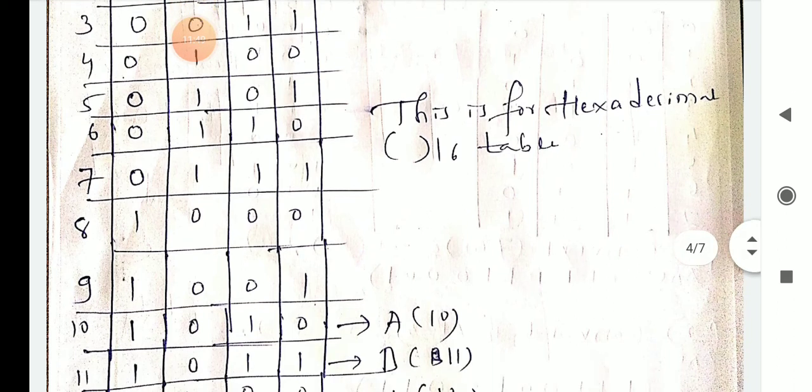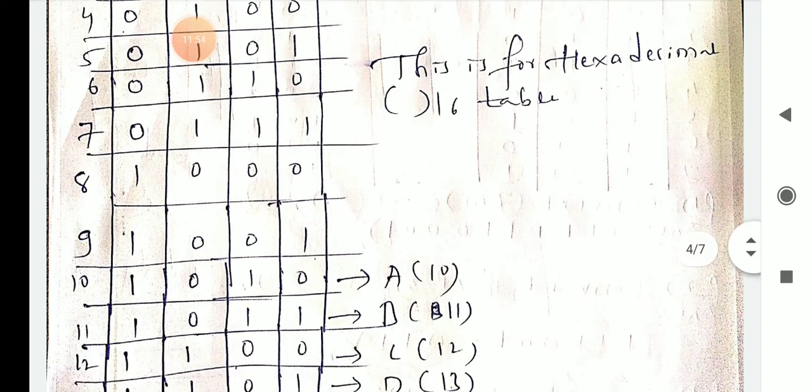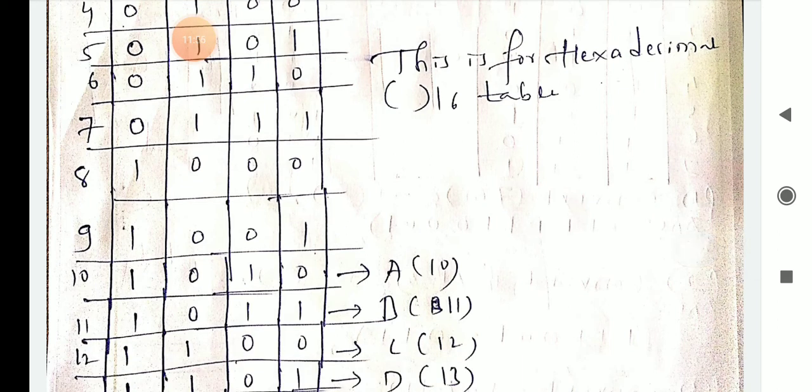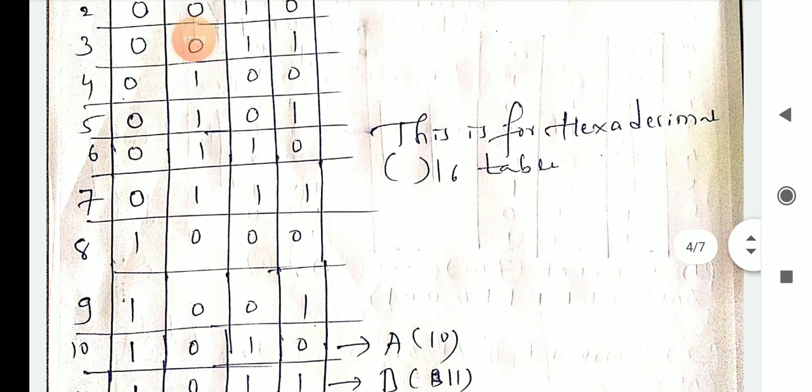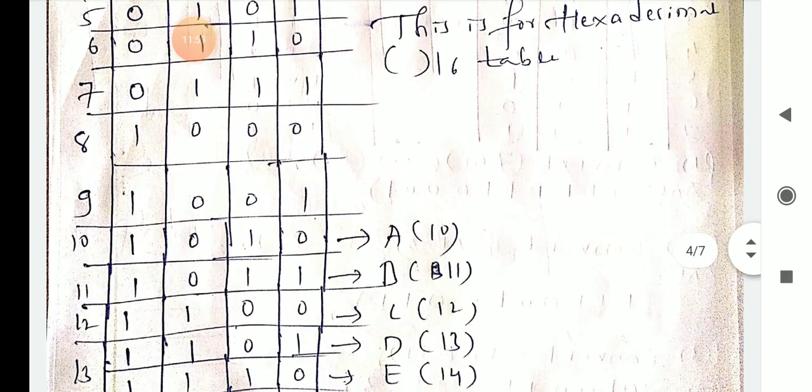8 is 1000. 9 is 1001. 8 plus 1 is 9. 10 is what? 8 plus 2, 1010.